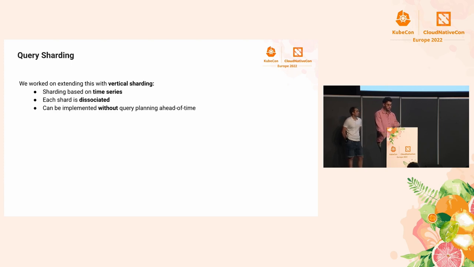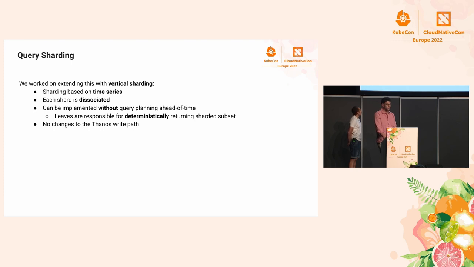And we wanted, critically for Thanos, to do this without too much planning ahead of time. The reason why is because we don't know where time series are ahead of time with a query, and we wanted to avoid additional fetch requests or just checking where time series are before executing a particular query. And in our implementation, leaves are responsible for deterministically assigning time series to shards. We also didn't want to make any changes to the Thanos read path.